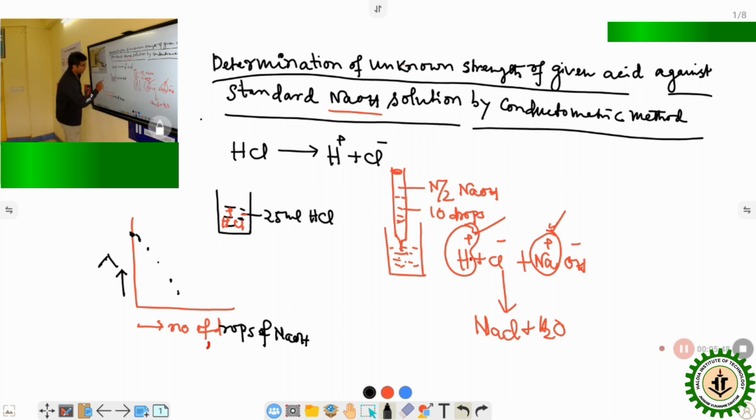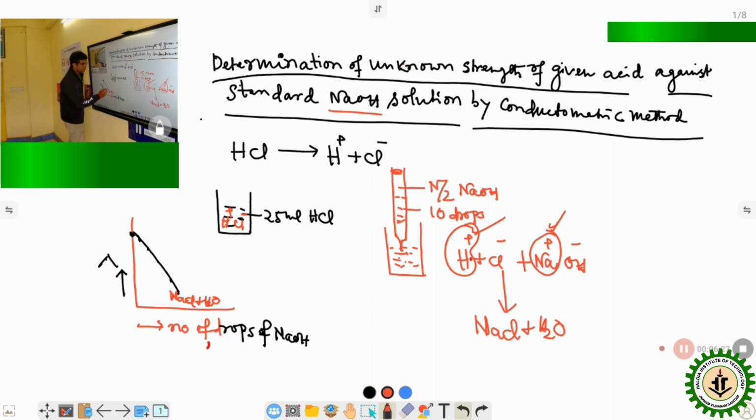Now, if we draw this line and join these points, it will look like this. This point is the equivalence point, where the products are NaCl plus water. So this is the minimum point of conductance. The conductance is not zero, because sodium chloride is a strong electrolyte; being the ions present in the solution, it has some conductance.